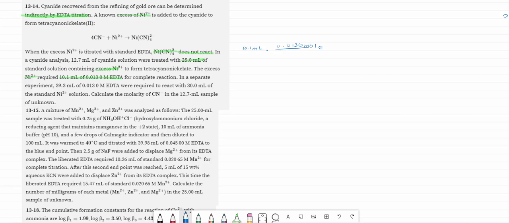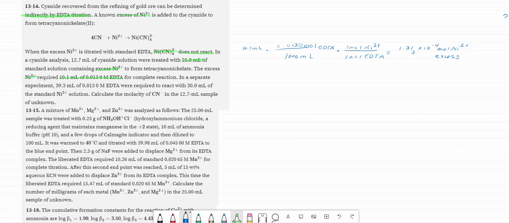0.0130 moles of EDTA, and that's per 1,000 milliliters, for complete reaction. So for the moles of EDTA, 1 mole of EDTA is going to be 1 mole of nickel, and this will give us how much excess nickel we had. For the excess nickel, I get 1.313 times 10 to the negative 4 moles of nickel 2+. So that is our excess. Now let's see what else we can figure out.